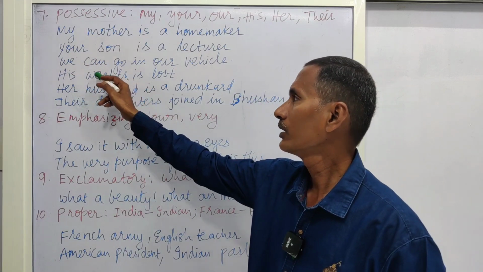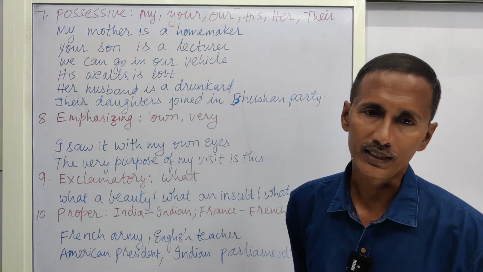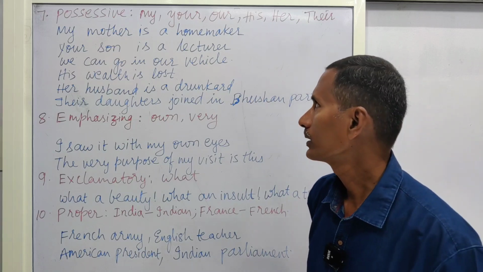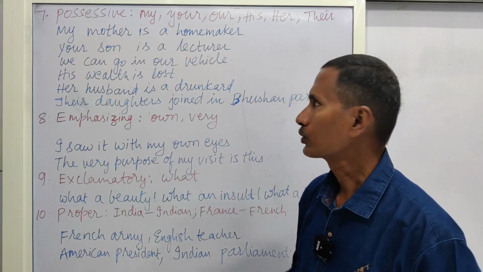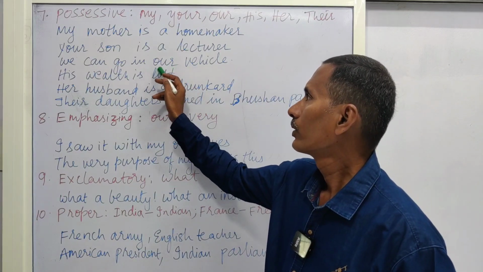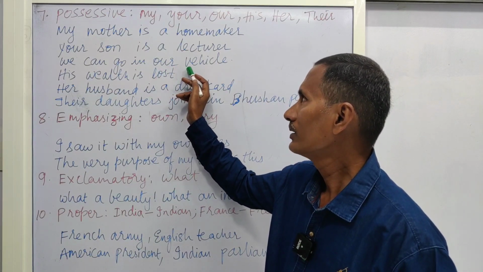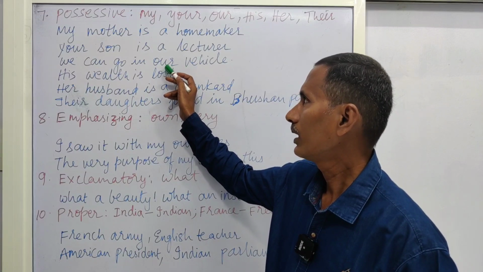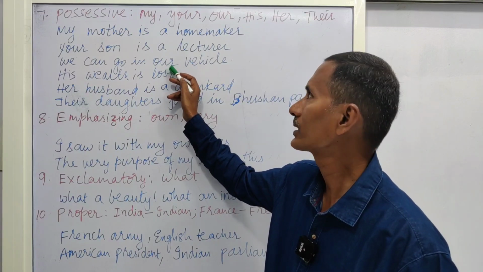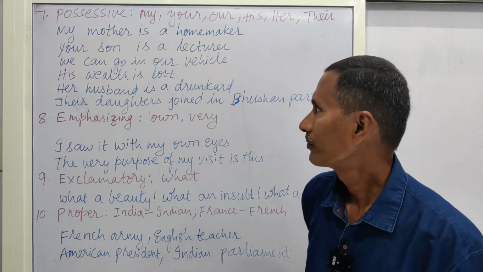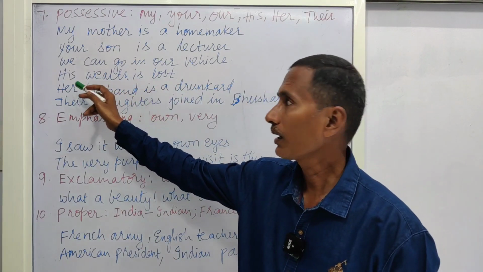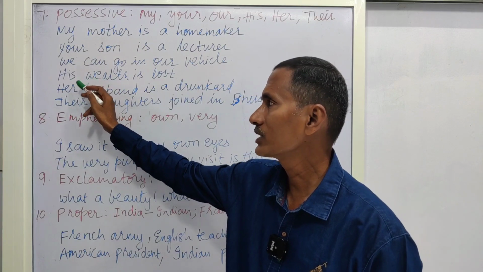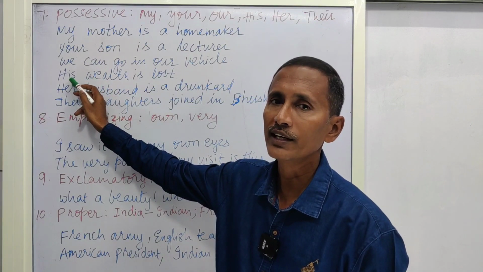In the same manner, we can say "our vehicle." I have two vehicles, a car or a scooty, etc. So if you want to say that it is our vehicle, the word "our" here describes possession. In the same manner, "his wealth is lost." Whose wealth? His wealth. This wealth is qualified with the word "his."